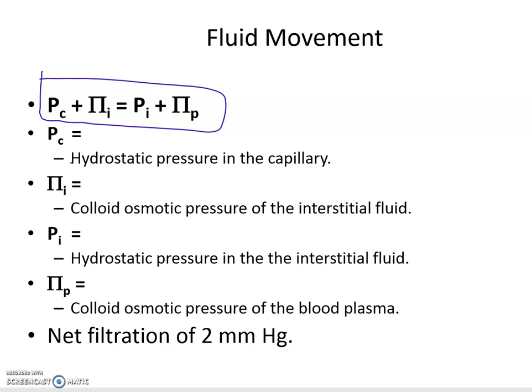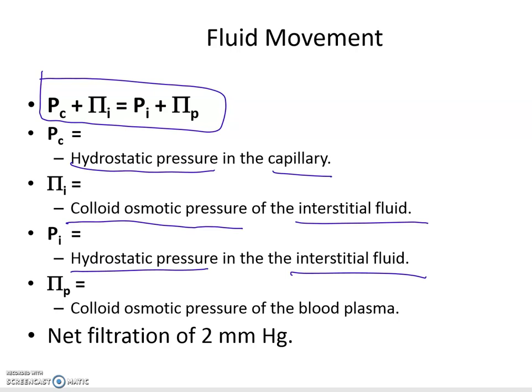We're going to have hydrostatic pressure in the capillary, hydrostatic pressure in the interstitial fluid. Then we have colloid osmotic pressure of the interstitial fluid, which was pretty much 0. And we have colloid osmotic pressure in the blood plasma, which is significant. So these are the forces outward and inward of a capillary bed.